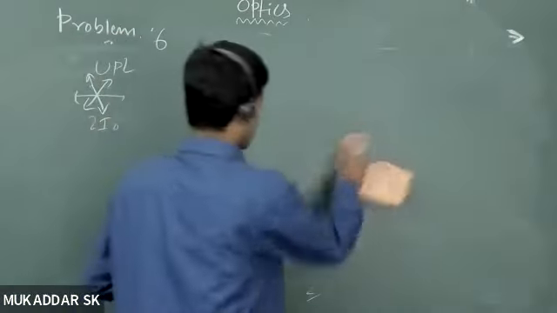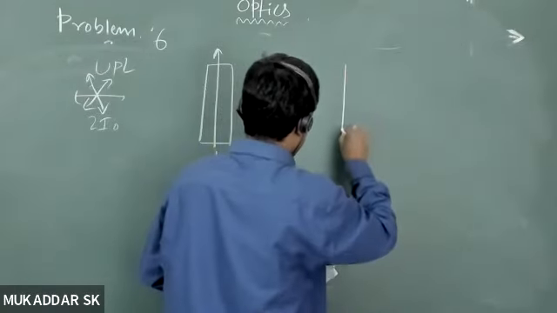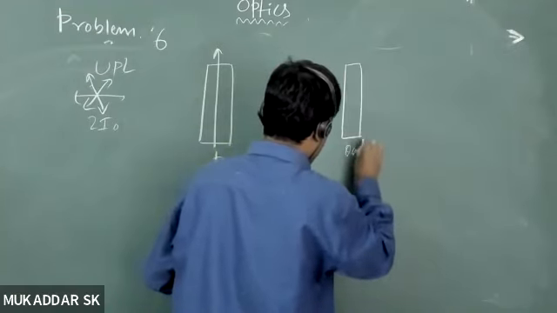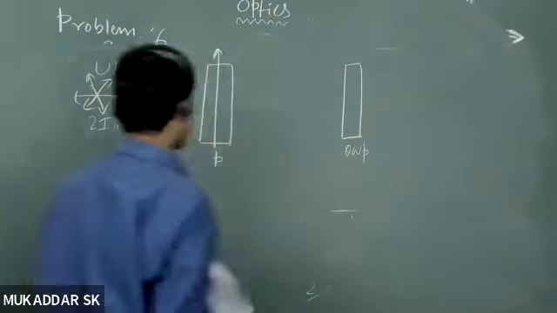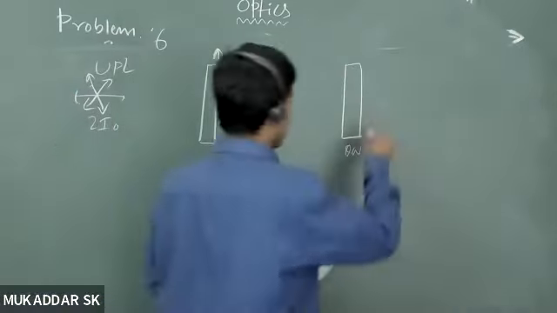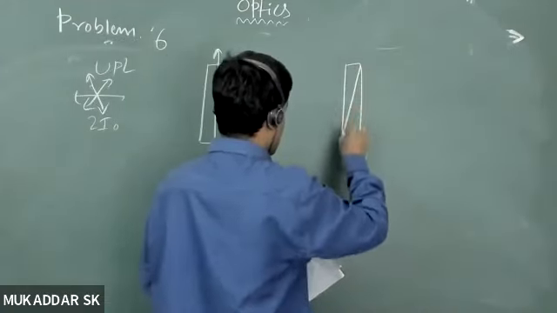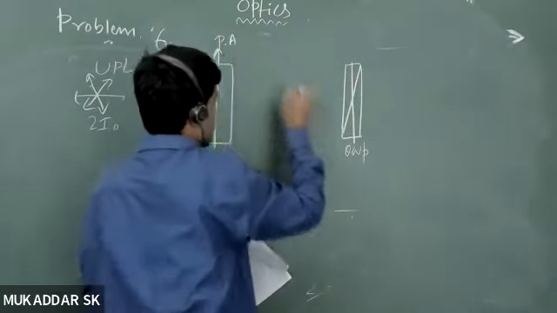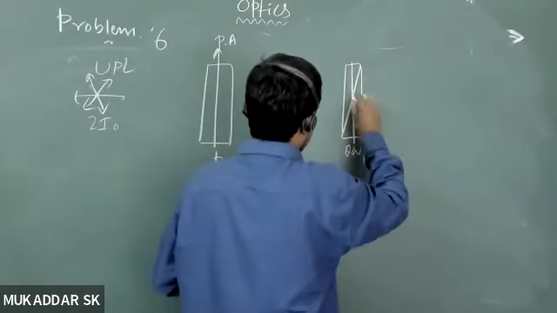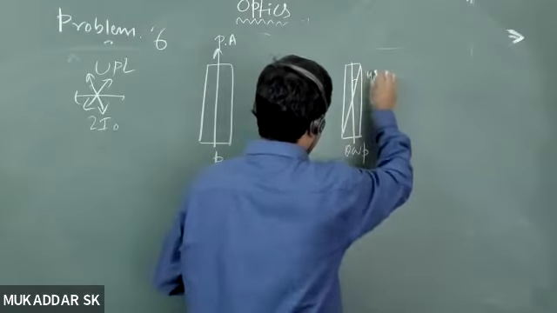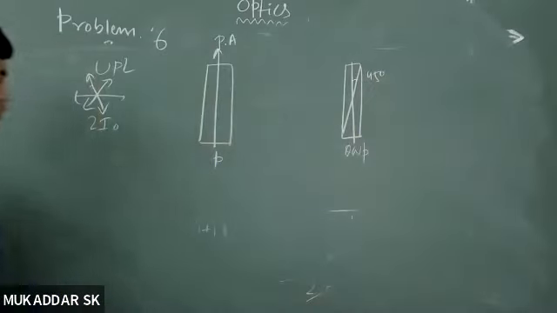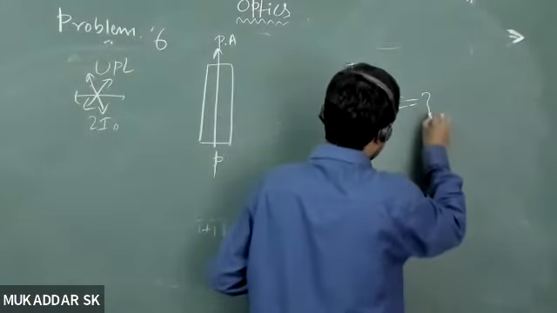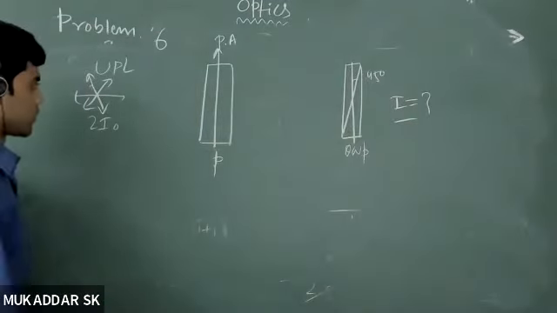And then you have a quarter wave plate. This is your quarter wave plate, and the optic axis of the quarter wave plate is making an angle of 45 degrees with respect to the pass axis of polarizer P. So you have to calculate the intensity of the ray crossing this quarter wave plate. It's a very simple problem.